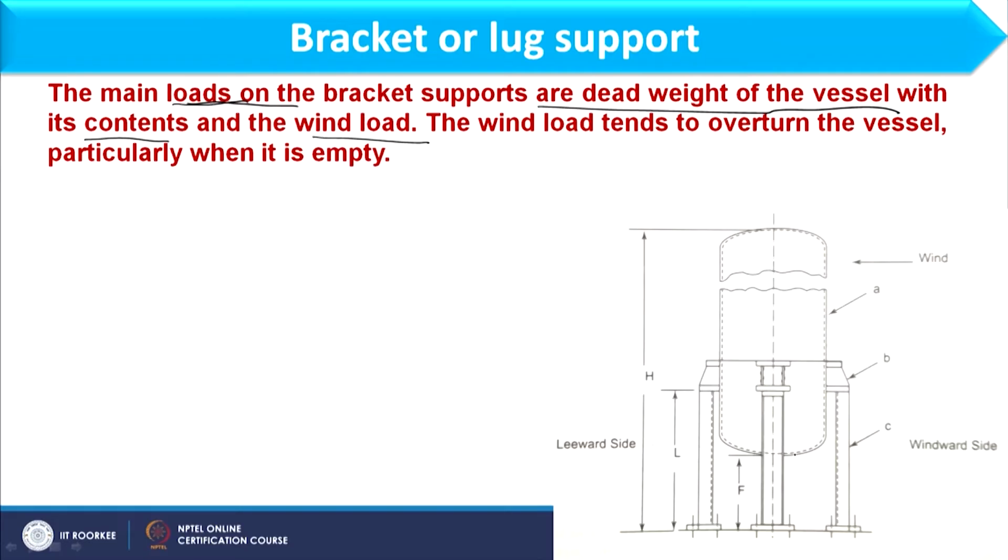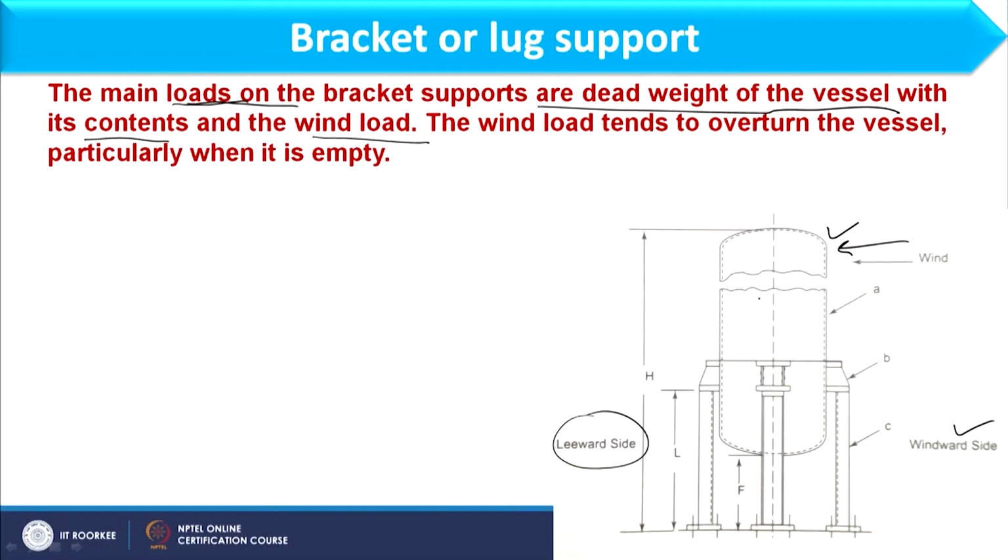Now, if you focus on this particular figure, here this is the vertical vessel where bracket support is attached and wind pressure is coming from this side as it is shown over here. So, this is basically the windward side, and here we have the leeward side where wind will try to turn.